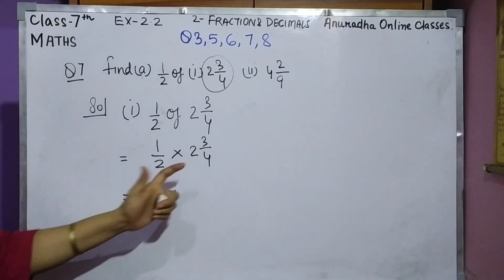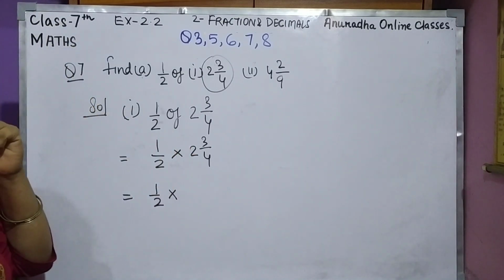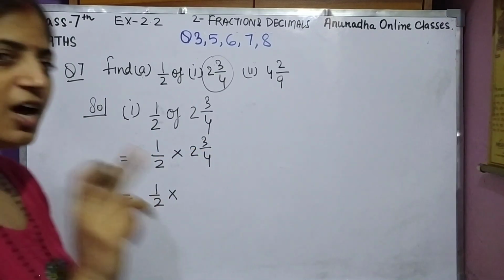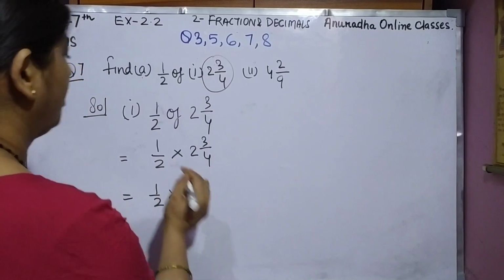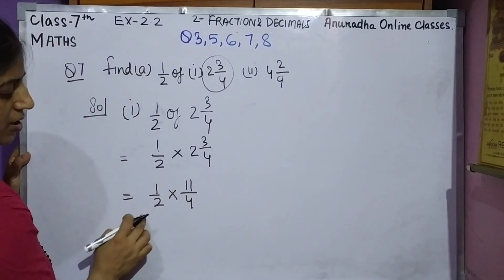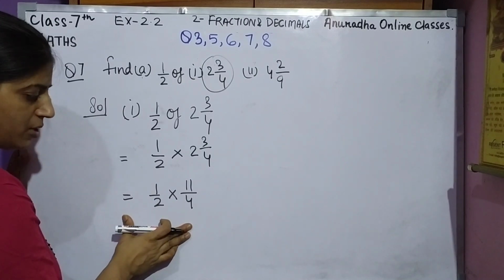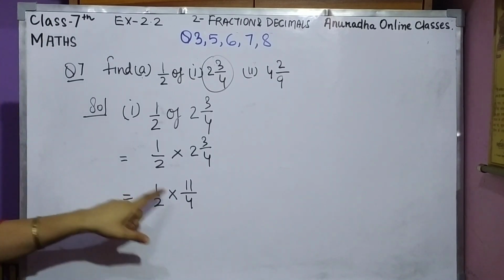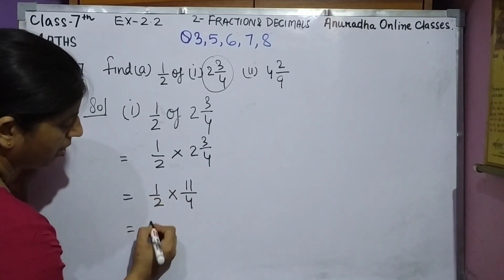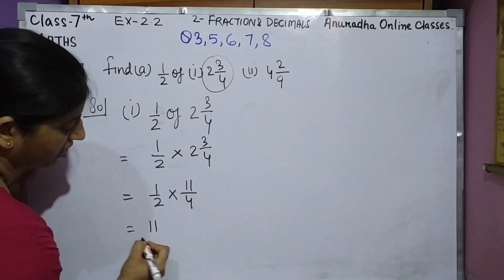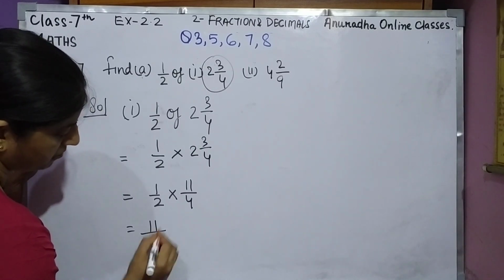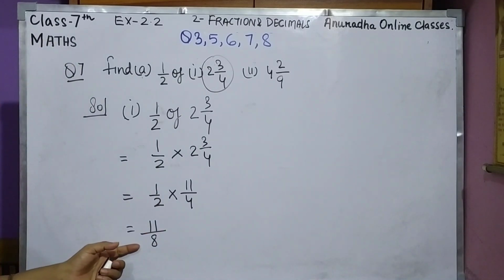Now just change it into an improper fraction. 2 4s are 8. 8 plus 3 is 8, 9, 10, 11. Okay, so it is what? 11 by 4. Now see, is any number going by any other number? No. 1 will not go with 4, 11 will not go with 2. Simply you have to multiply this. 1 into 11 is 11 only and 2 into 4 is 8. So again we are getting an improper fraction.